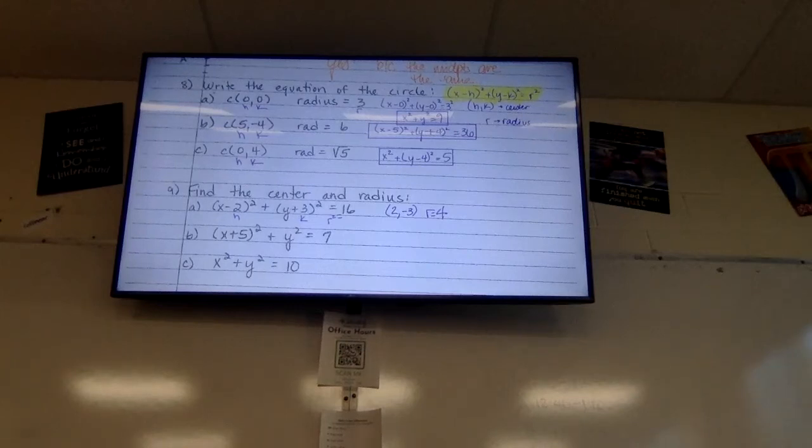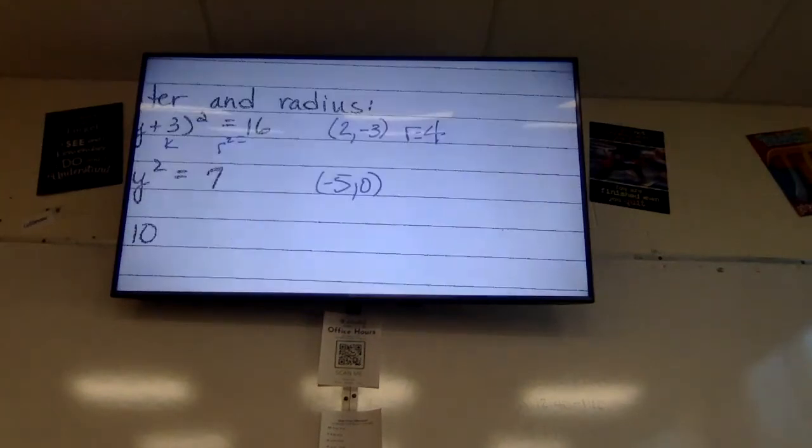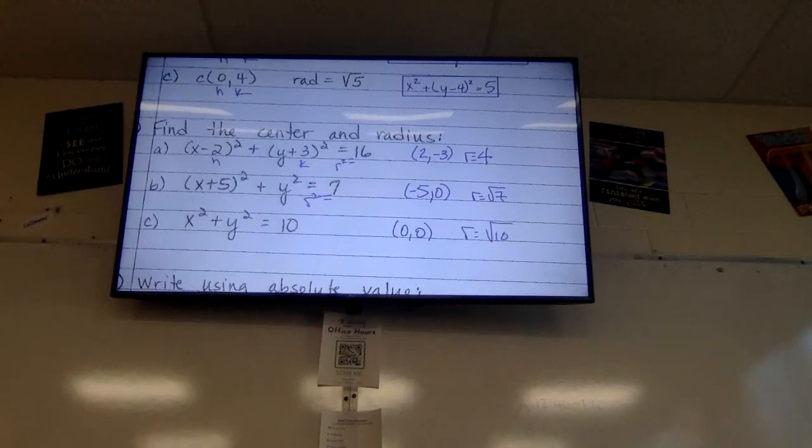All right, find a pausing point. Okay, what's my center for letter B? -5, 0. And what is my radius going to be? Good, square root of 7. You guys could not be fooled. So if 7 is my r squared, you have to do the square root of it in order to get my radius. Radius is √7. All right, what about my center on letter C? 0, 0. And what's my radius? √10. Awesome. Not too bad, right?